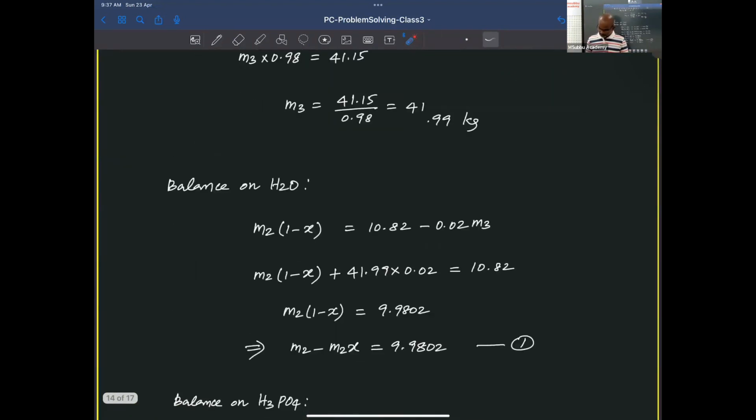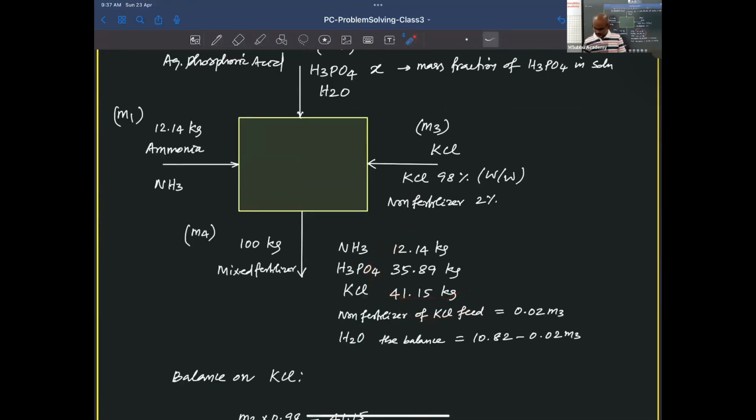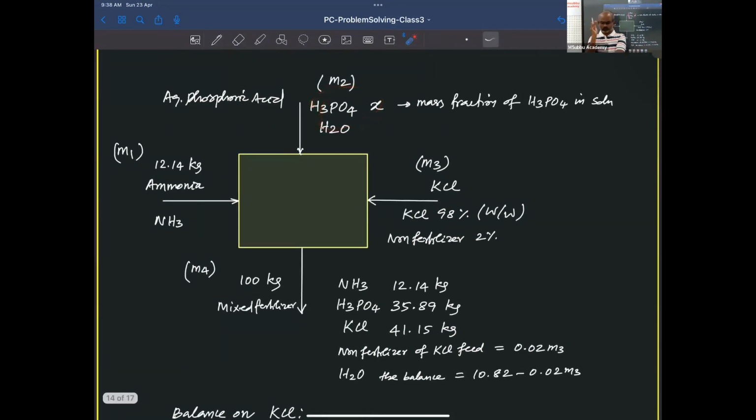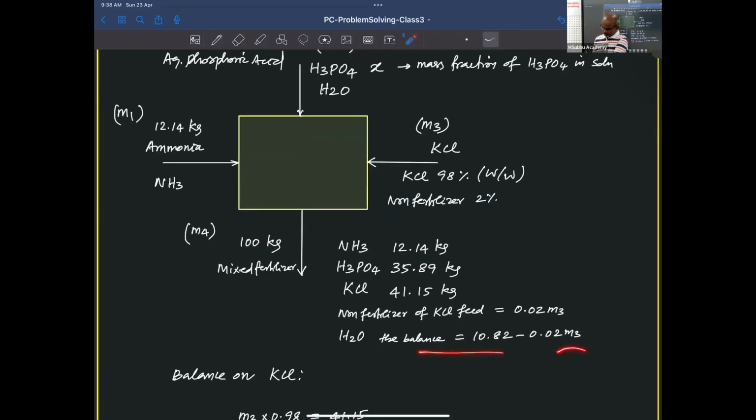These are all written here. So this product is going to have these contents. These three do not add up to 100 because we want to have 100 kg. Of course, the KCl fertilizer, whatever we used, is only 98% KCl. The balance 2% is simply non-fertilizer content. So the non-fertilizer content is 0.02 into M3. So how much water is available? It is coming because we are using H3PO4 of reduced strength. So whatever it is, this is going to fill up the balance.